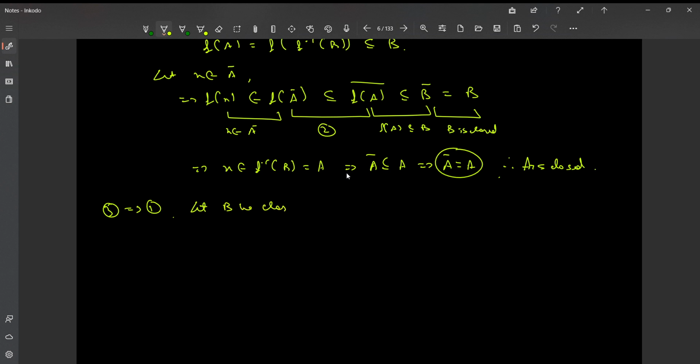Now we prove 3 implies 1. Let B be closed in Y. This is very easy to see. Then that implies Y minus B is open in Y.